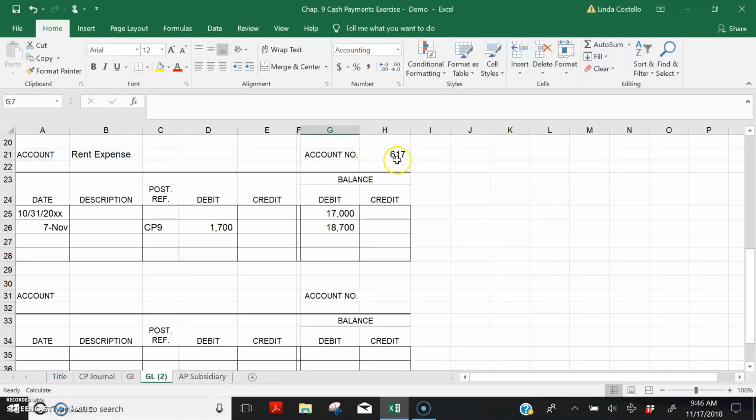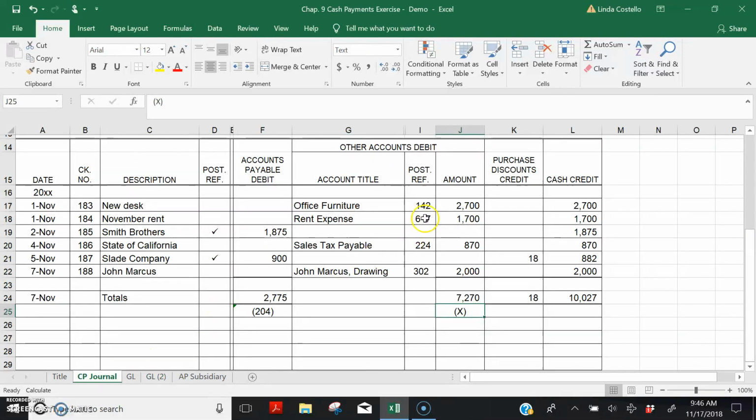Rent expense, account 617, date November 7th, CP 9, $1,700 debit, leaving an $18,700 debit balance in the account. That's the previous $17,000 debit plus the $1,700 debit we just posted. Did you remember to put account number 617 as the posting reference? Account 617, posting reference.